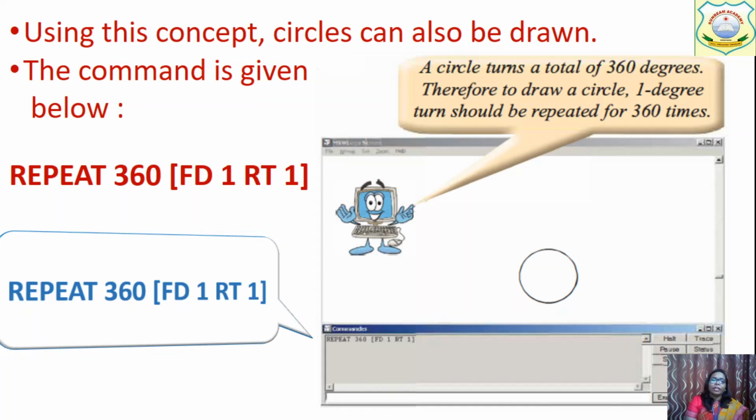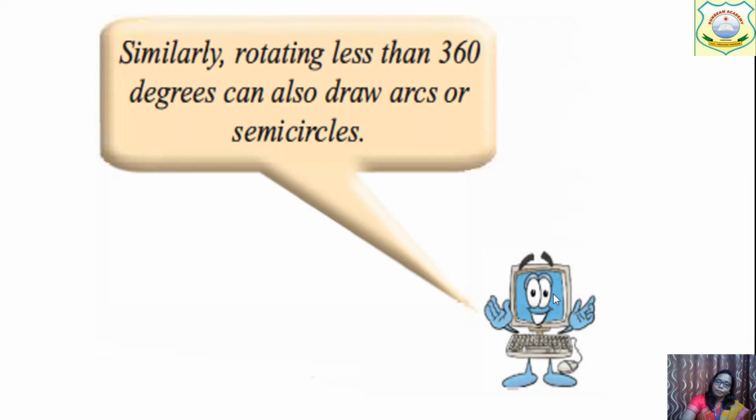So FD1, RT1 means one step forward and then 1 degree turn. One step forward and 1 degree turn. How many times? 360 times. So that will draw the circle. Similarly, we can draw other arcs also.